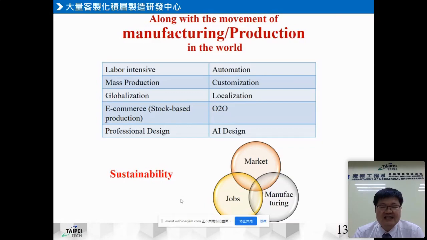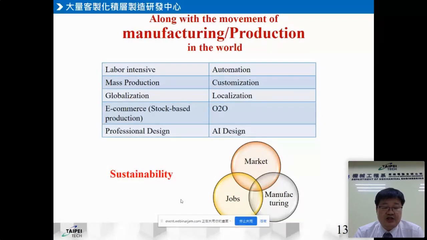And before, we were trying to find somewhere cheaper to make something, so we were talking about globalization. But now so many people have lost jobs. Therefore, we are talking about localization, trying to do the job locally. And before we had stock-based production: we made a lot of parts, put them in stock, and waited for the buyer to buy. Therefore we started with e-commerce, so everyone can order online. But now we are talking about online to offline. Some processes we need to do online, some we have to do offline to provide user service or a kind of experience.